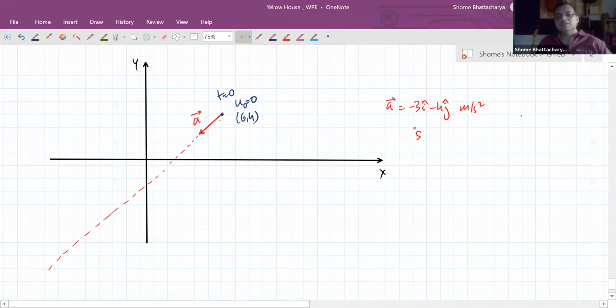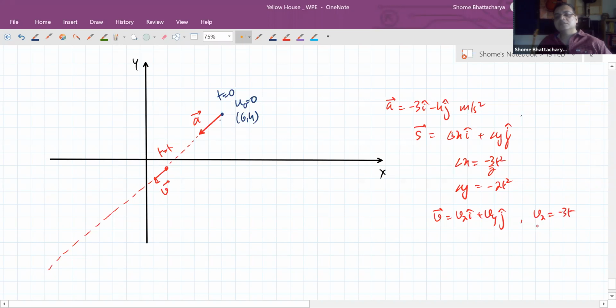So its displacement at any point of time, now let's use delta x instead of x. If its displacement has these components, delta x will be minus 3 by 2 t square. Delta y will be equal to minus 2 t square. And at any point of time, if it has a velocity v, its velocity vector will be vx i cap plus vy j cap, where vx will be minus 3t, vy will be minus 4t. So this is how it is moving with respect to time.